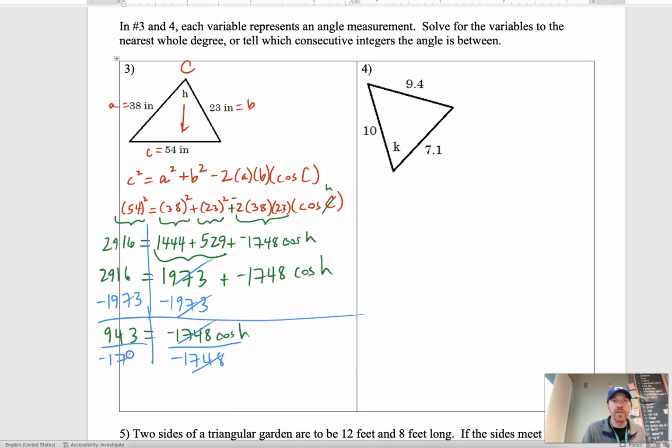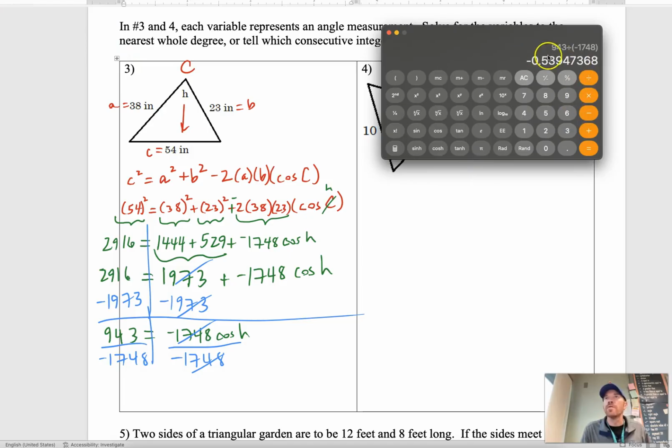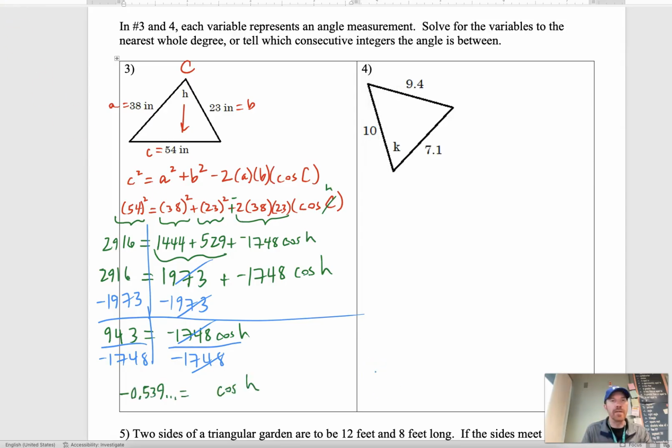We divide by negative 1,748. And this is where you can get the decimal on the calculator. So negative 0.539 whatever. But we're going to end up doing the inverse cosine of that. So I'll just jot down a few digits, if you wanted to write this down as work. But now I have to cancel the cosine. So I'm going to do the inverse cosine to cancel the cosine. So I'm going to do the inverse cosine of that decimal.